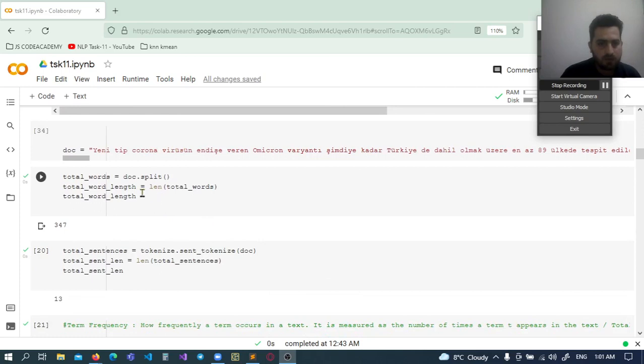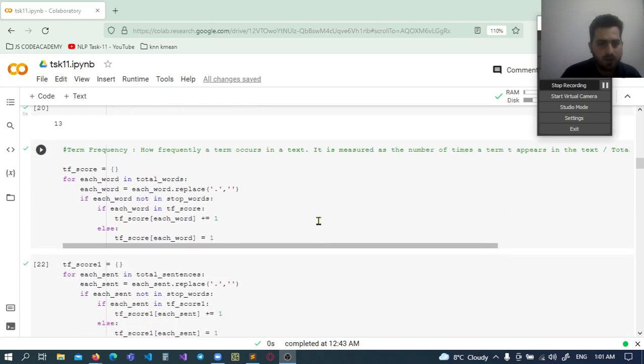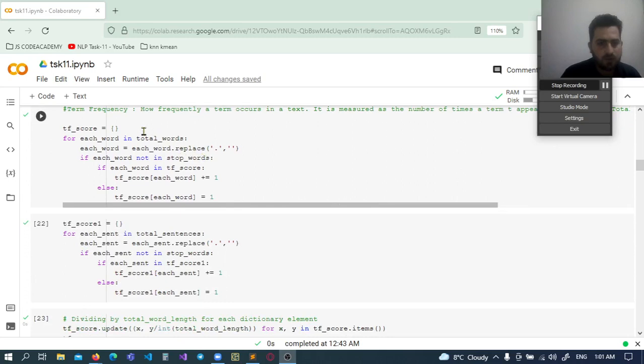Then we are doing the word tokenizing and calculating the number of words in our document. Then similarly, we are applying the sentence tokenizing and finding the number of sentences. Then we are finding the frequency of terms, the term frequency.